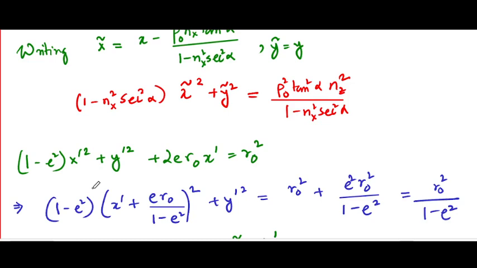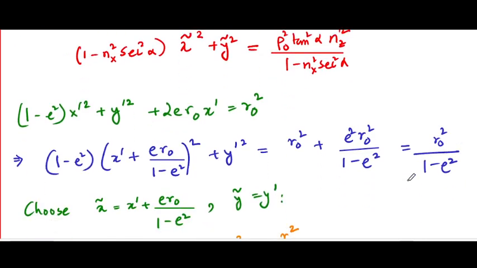Since e is nx sec alpha, of course the same situation occurs in both cases. You end up with a parabola there, and hence the quadratic term in x completely drops out. So this is what you get, x prime plus er0 by 1 minus e square, whole square, in the other cases, plus y prime square equals r0 square plus the square of this term, of course multiplied by the 1 minus e square on the outside. This is what you get and simplifies to r0 square by 1 minus e square. Once again we carry out a change of coordinates, trying to rewrite this equation again with the conic center at the origin.